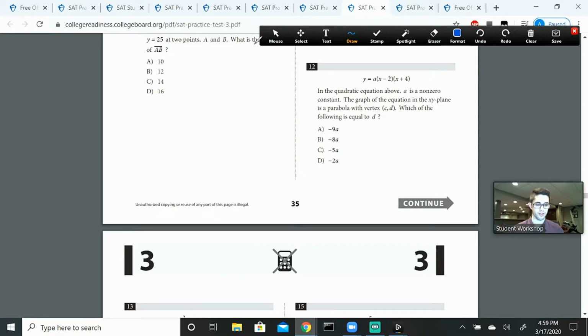Next one is number 12 on practice test 3, no calculator. We have y equals a times x minus 2 times x plus 4. The graph of the equation in the xy plane is a parabola with vertex (c, d). Which of the following is equal to d? All right.